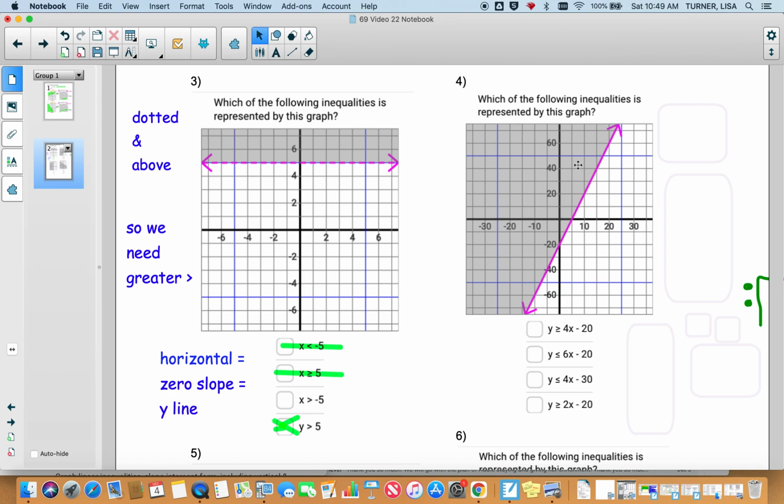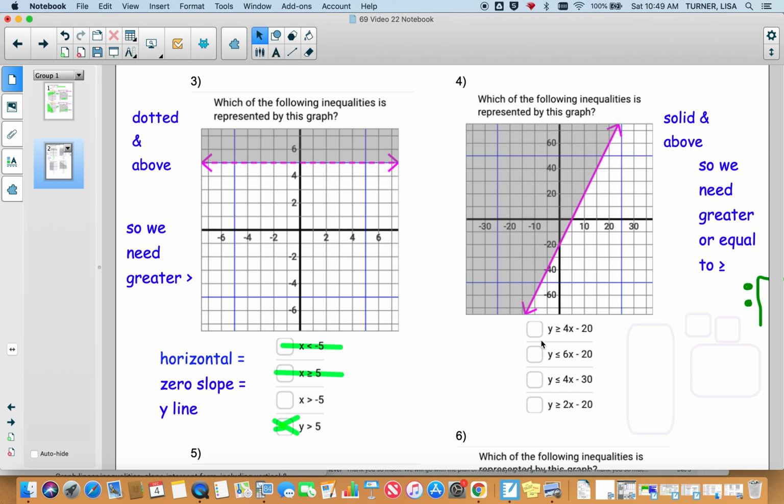Which of the following is represented? And so I say to myself, what do I see? I see a solid line and I see all the y's above this, so solid and above. So what symbol do I need? I need greater than or equal to. That's the one I'm going to picture in my head. Greater than or equal to.